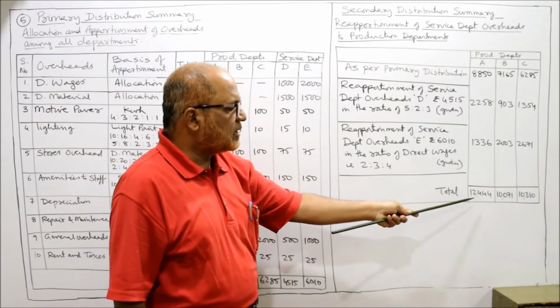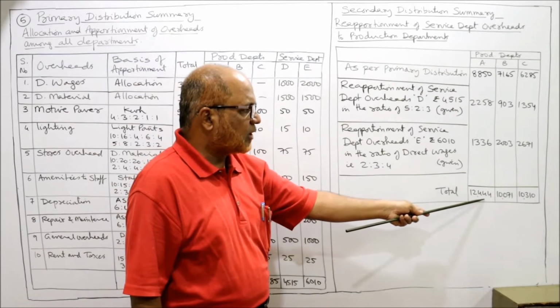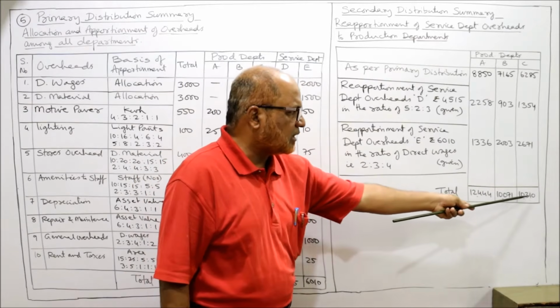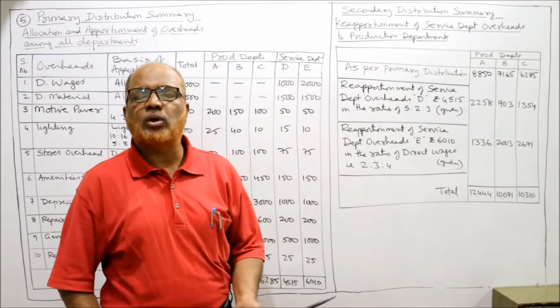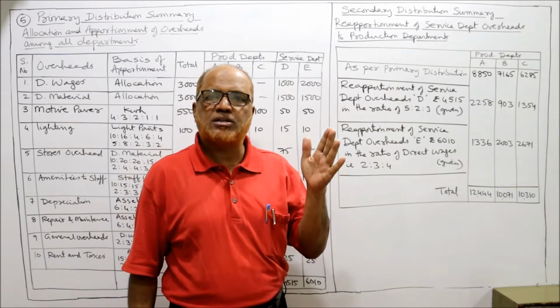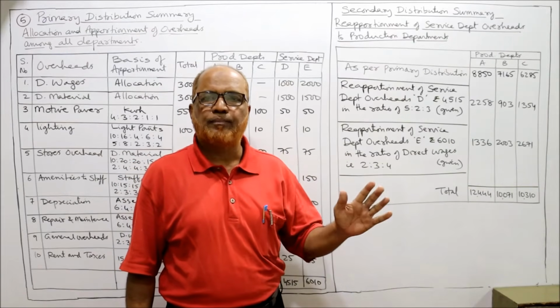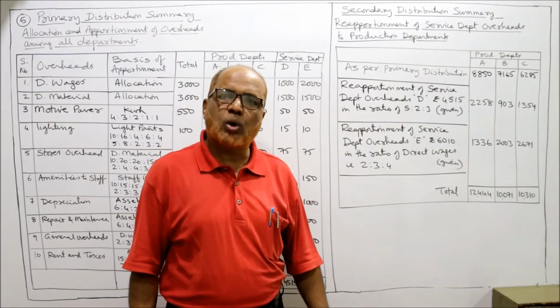Now you add up the amounts. Total 12,444, 10,071, 10,310. These are the totals of production department A, B and C. That means D and E are closed.